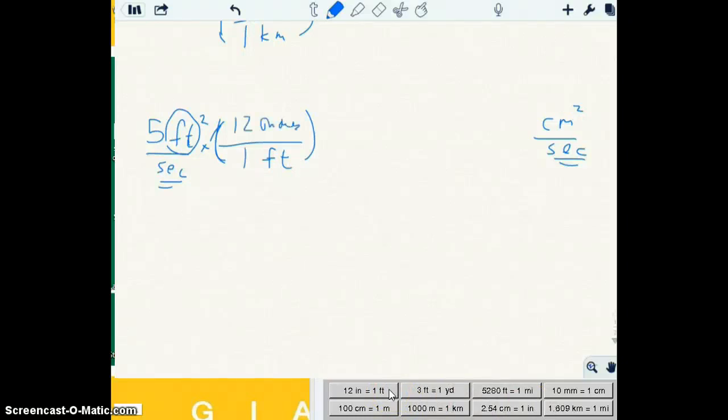Okay? But we have feet squared. Feet squared is feet times feet. And we're only dividing by 1 of these feet. So actually we need to divide again by another foot and 12 inches, because we need to get rid of both of these feet. Okay, so we'll get rid of both of these feet by multiplying twice by 12 inches per 1 foot.